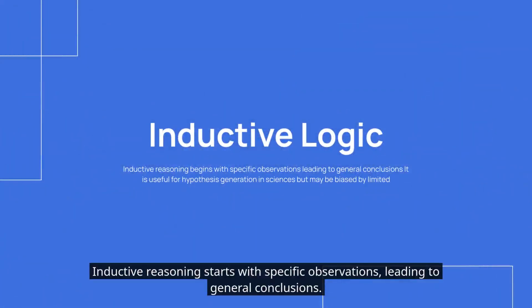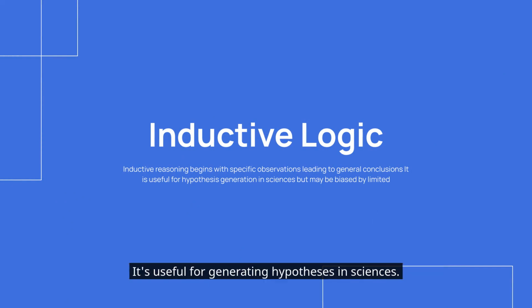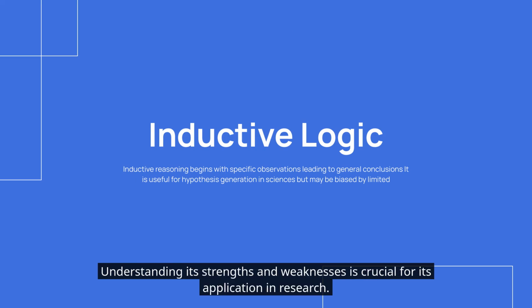Inductive reasoning starts with specific observations, leading to general conclusions. It's useful for generating hypotheses in sciences. However, it can be biased and limited by observations. Understanding its strengths and weaknesses is crucial for its application in research.